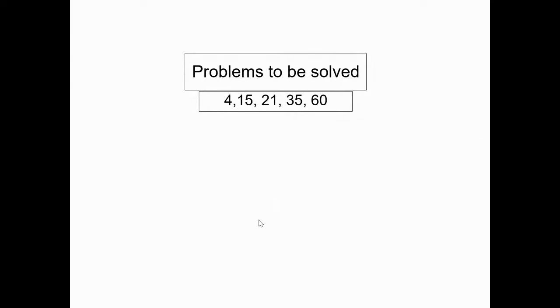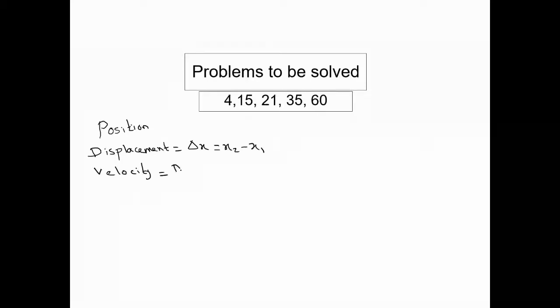Okay. Now, could you please recall what we discussed today? We studied the concept of position. Am I right? We studied the concept of displacement, not density. What is the formula for displacement? Displacement is the difference between the final position and the first position. What is the formula for velocity? Displacement over time.